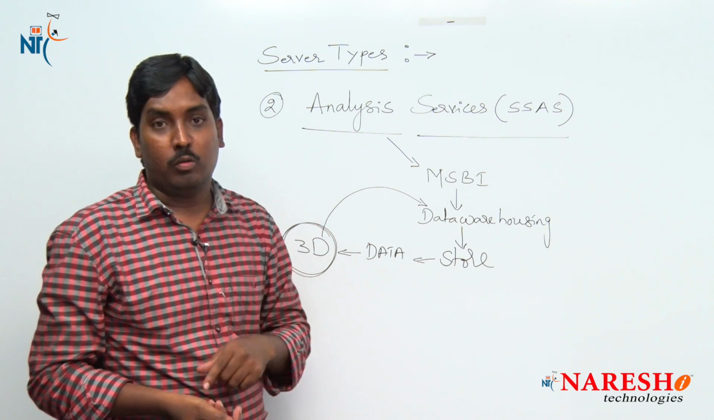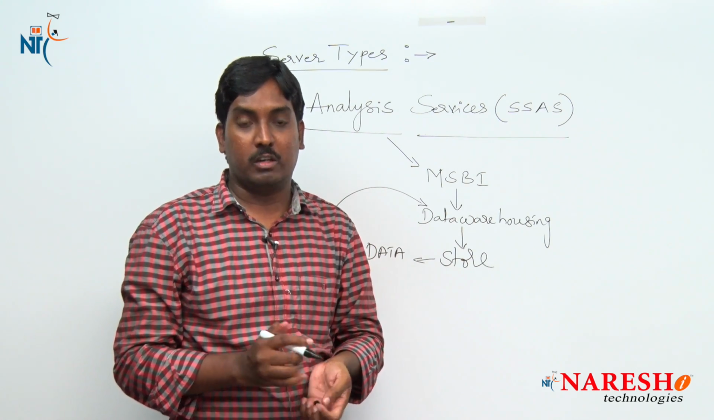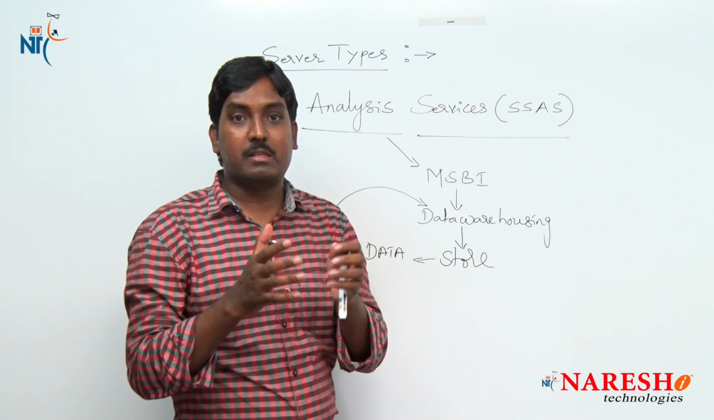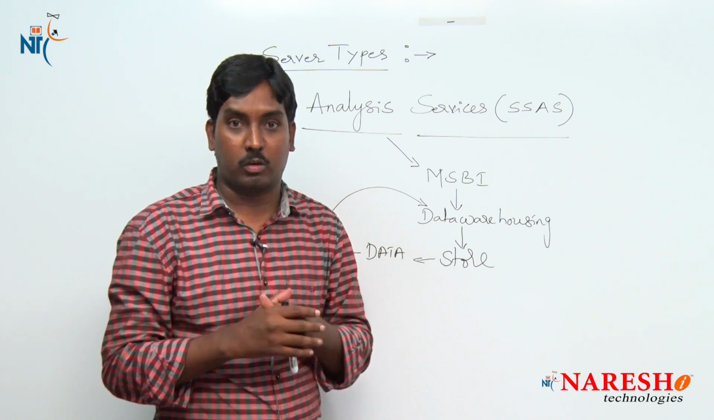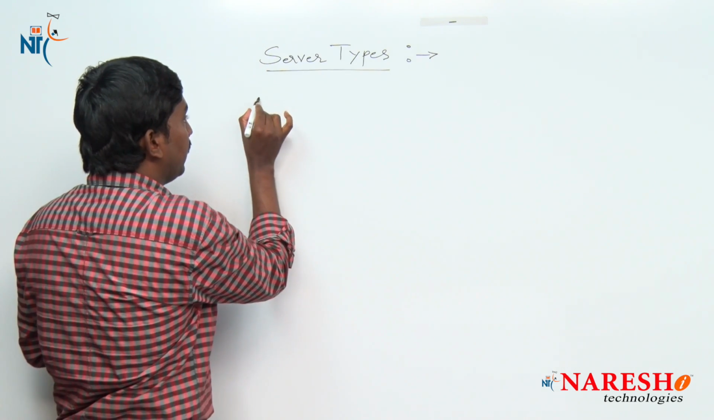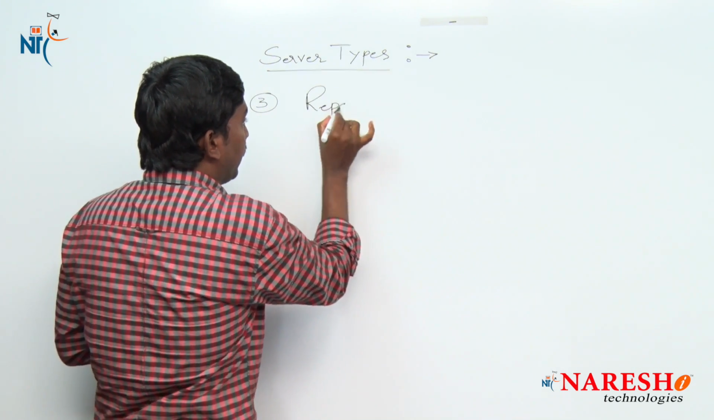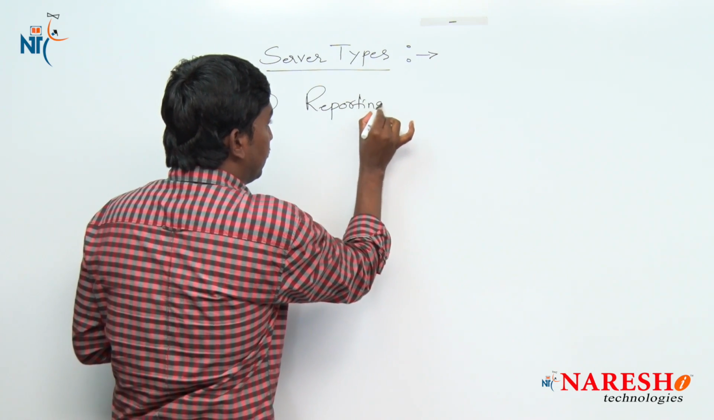Now what is the next service we will discuss here? The next service is the reporting services. So let's check out what exactly reporting services are. The next service in our server types, the third one, is called reporting services.